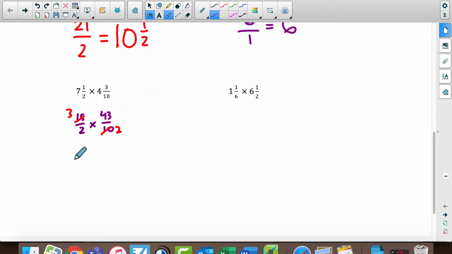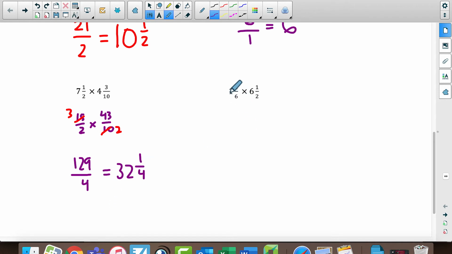3 times 43 is 129, and 2 times 2 is 4. But here's the good thing. If you did as much ninja slicing as possible, this is definitely in lowest terms. There's nothing else to do. This is good. Or put it into mixed form again. Not the easiest one to do. It's 32. 4 goes into 129 32 times. That gets you up to 128, and you have 1 left over. And there you go.